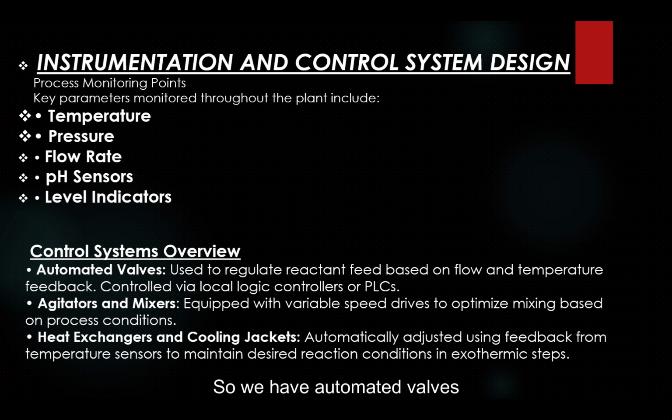So we have automated valves used to regulate reactant feed based on flow and temperature feedback, controlled via local logic controllers, or PLCs. PLCs are programmable logic controllers, basically how you run it using a sort of computer. Makes sense. Agitators and mixers, that's just your mixers, but this time automated, so automated blenders. And heat exchangers and cooling jackets, exceptionally important in DDT. With DDT, you have to crystallize it afterwards, and runaway heat can be a problem. You can sometimes melt the reactor, or it can cause other reactions to go way too haywire, which can cause other problems with pressure, which we'll see later on in the video.